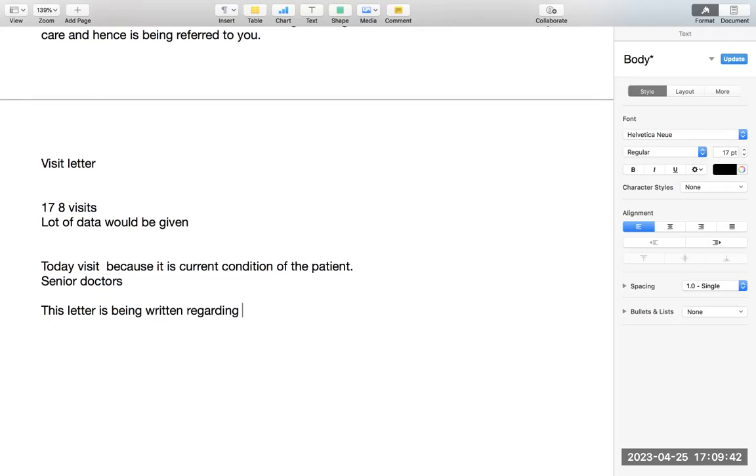This letter is being written regarding Mr. X, who has been diagnosed with multiple sclerosis, or maybe any other disease. You can say Alzheimer's disease, or has been diagnosed with fracture, or with ischemic heart disease. There would be a complicated problem, so write only that main problem, ischemic heart disease. On the basis of current, no full stop at all, nowhere.